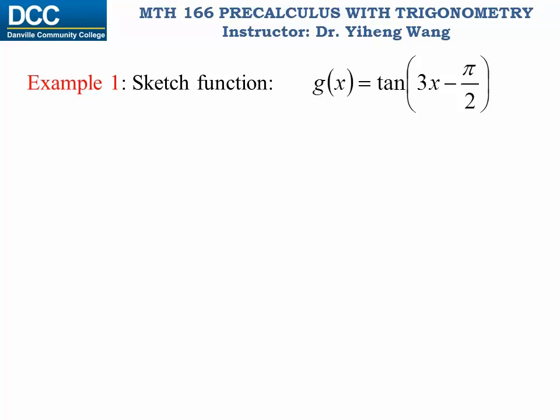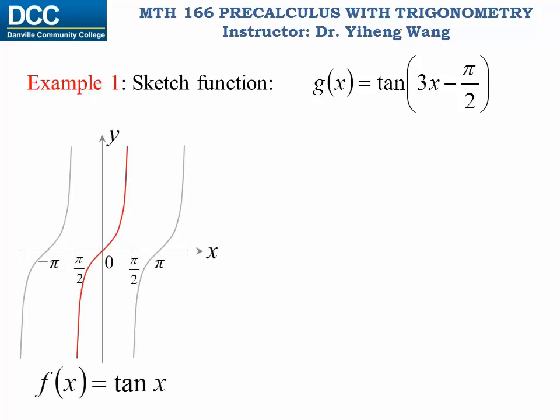So let's look at this example. We need to sketch this g(x) function. g(x) equals tangent of 3x minus half a pi. And we recognize that the parent function is a tangent function. And this is what the parent function graph looks like.